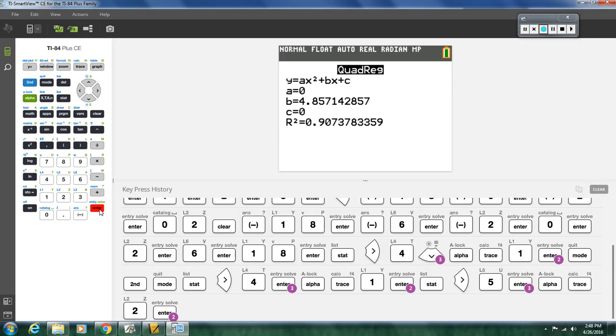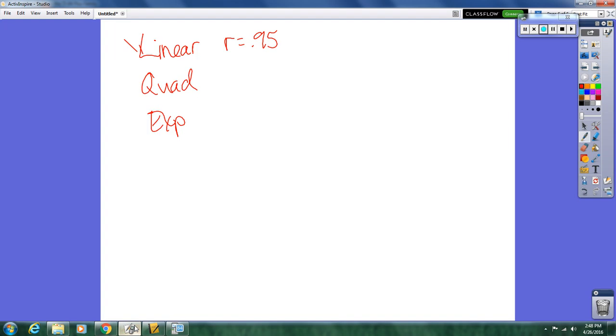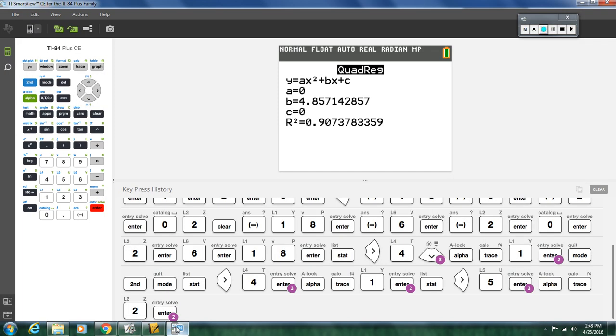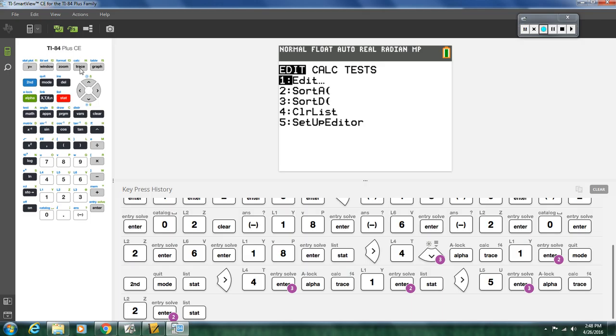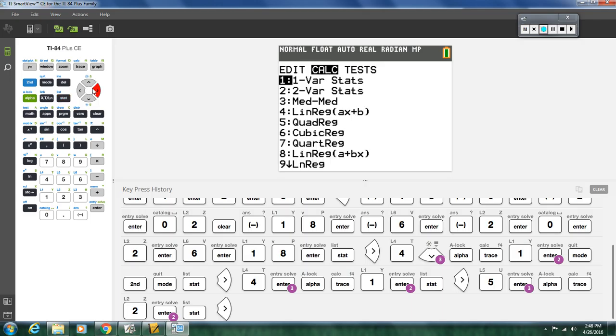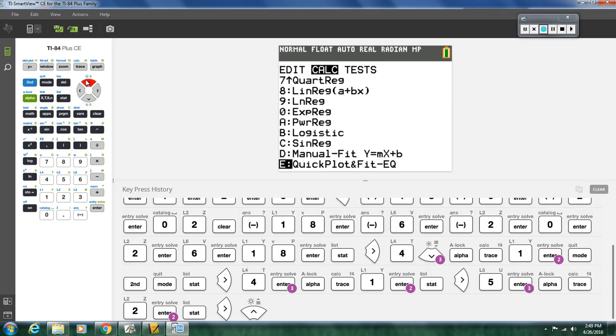So quadratic of 0.9. And then we're going to do the exponential. So stat, calc, and remember exponential is that it's a 10, but they don't put 1 0, they just put a 0. So it's easier, you can go up or down, doesn't matter. Or you can just hit 0 actually.